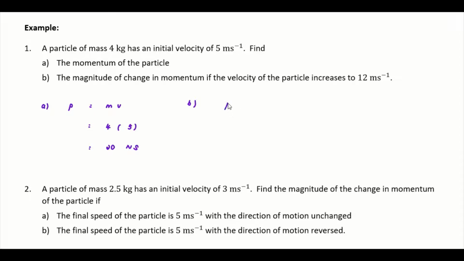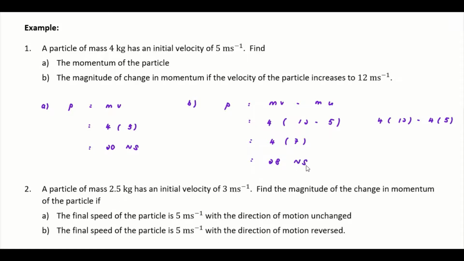In this question, we assume that there's no change in direction involved. So the change in momentum will be equal to mv, the final momentum, minus the initial momentum. Then for the mass, we can factorize it out, so 12 minus 5. It depends on you: if you write 4 times 12 minus 4 times 5, it also doesn't matter, you'll get the same answer. So 4 times 7, and from here I get 28 newton seconds.